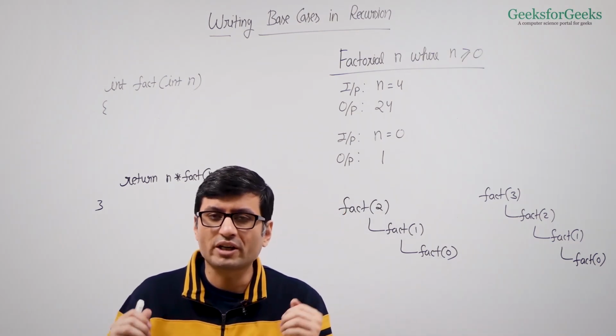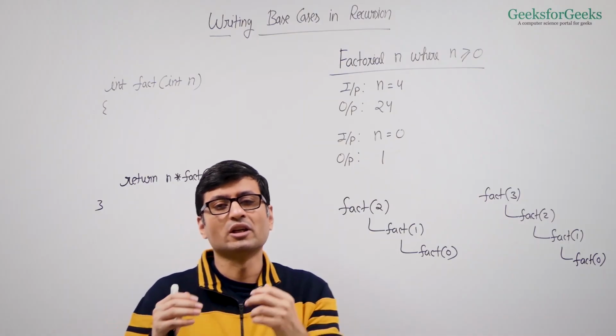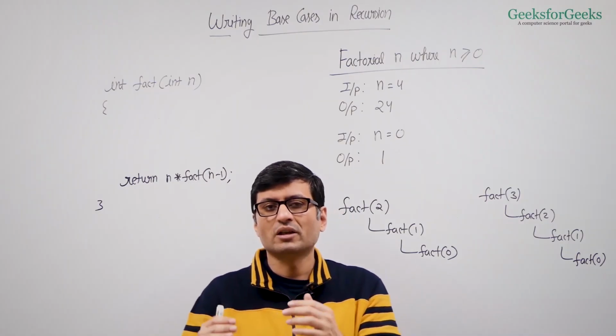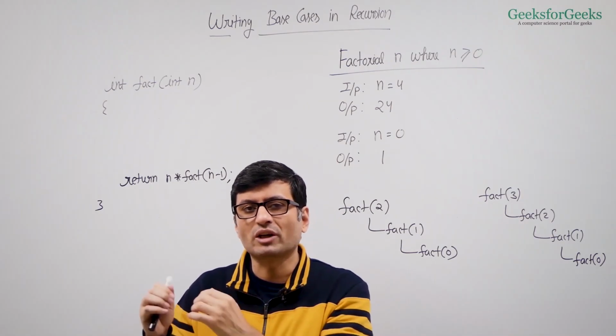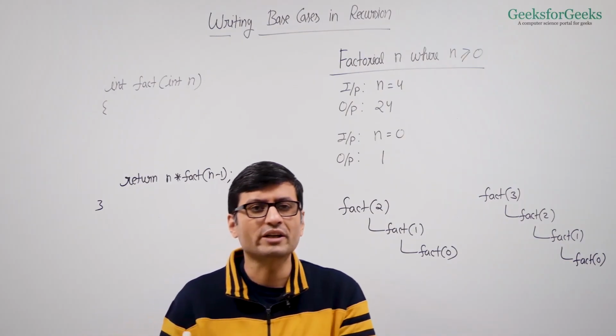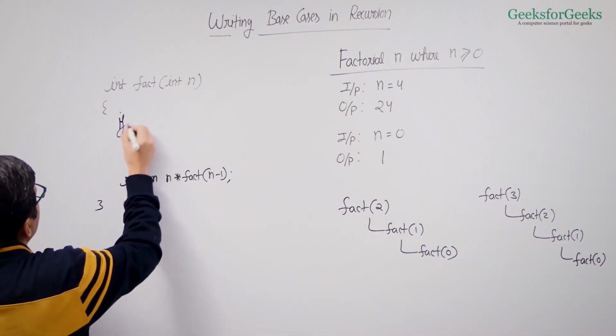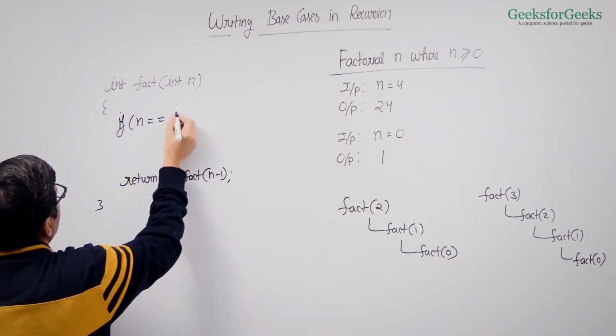Also, every recursive call ends up calling 0, right? Because whatever you begin with, it's going to call with smaller value, smaller value, smaller value, and then it's going to ultimately call for 0, right? So we write the base case here as 0. If n is 0, then we return 1.